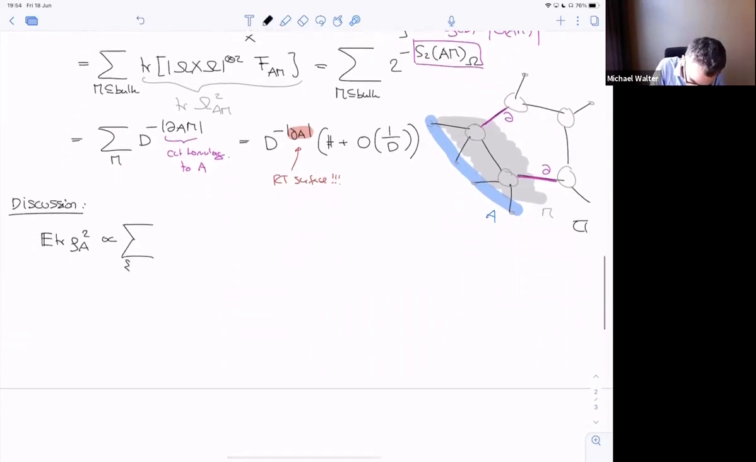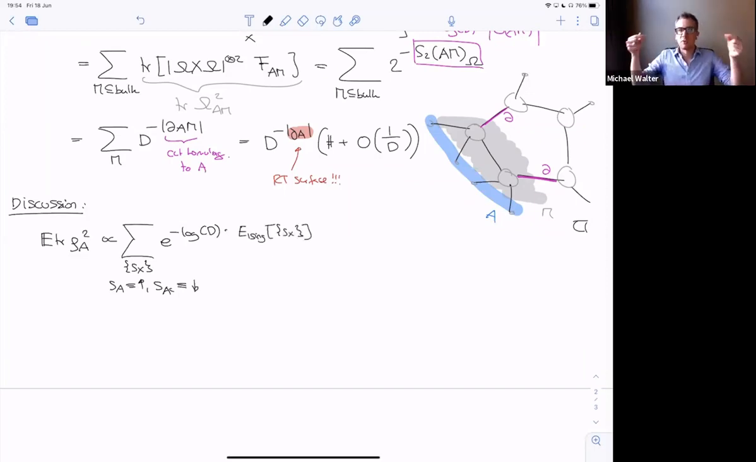Okay, so maybe I'll just write this down. For each vertex, including the boundary sites, you pick a spin up or down. On A, you always pick, say, spin up. On A complement, you always pick spin down. And then you say something like e to the minus log D times an Ising energy corresponding to the spin configuration. That means if you have a bond, if the two spins are aligned, you pay energy cost zero, and if they're anti-aligned, you pay energy cost one, okay?